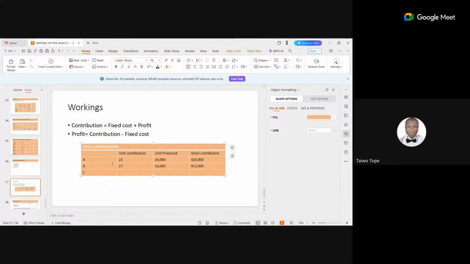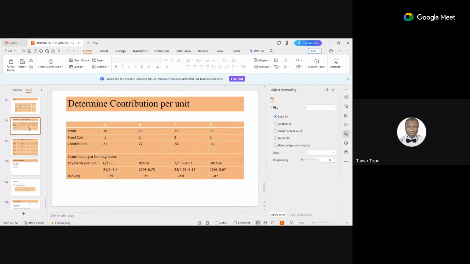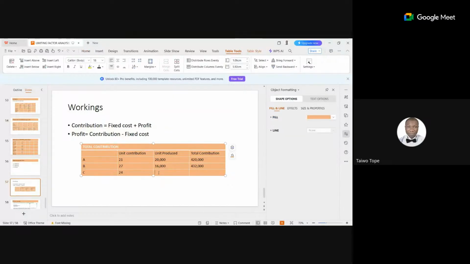the unit contribution is what? 24. Somebody might be thinking, where did we get the unit contribution? See it here. Profit plus fixed costs contribution. You can see it here. So the unit produced for product C is what? 24,000. The total contribution will be what? 576,000.